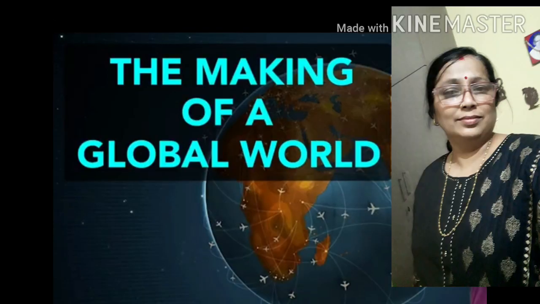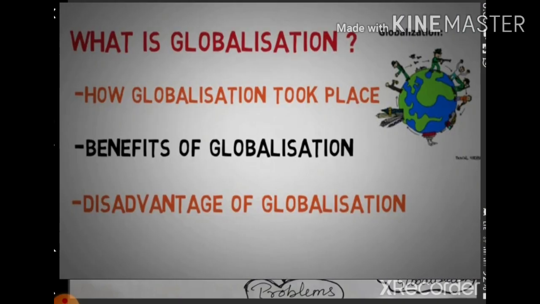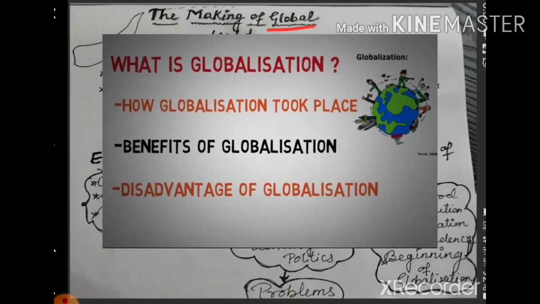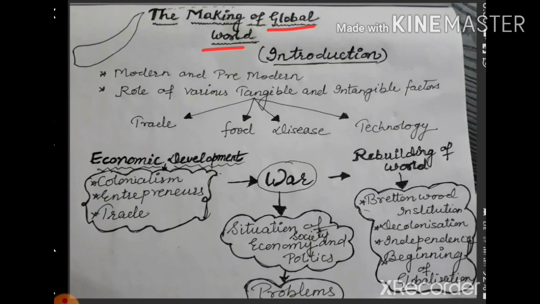Hello students. Today I am going to start the new unit of social science, that is history, and the chapter is The Making of a Global World. In this video I will first give the introduction of this chapter as well as the topics we are going to study or discuss. This is one of the very interesting and good chapters of history.